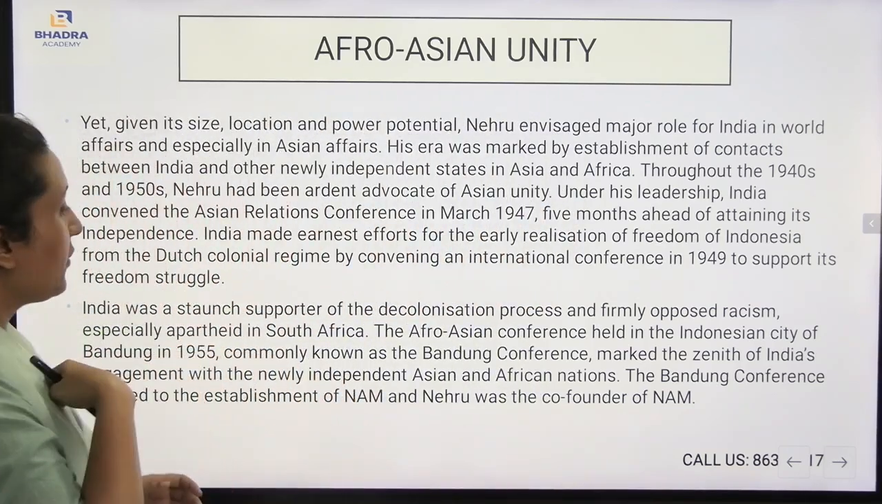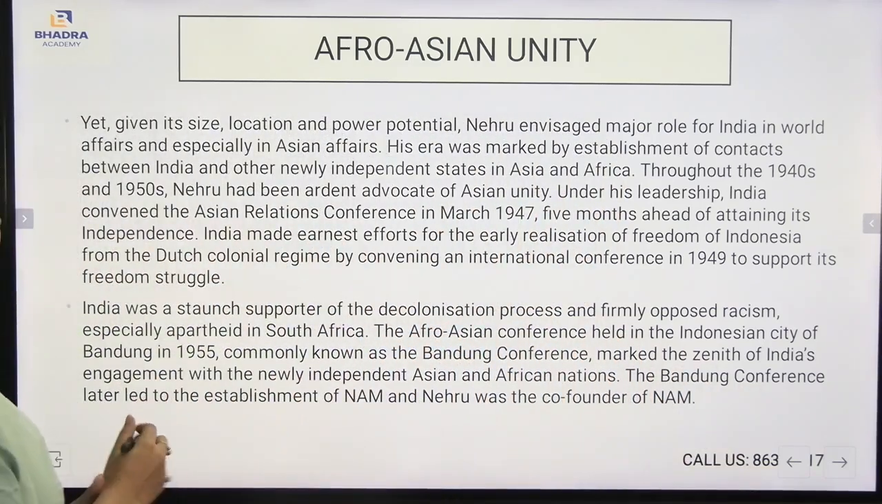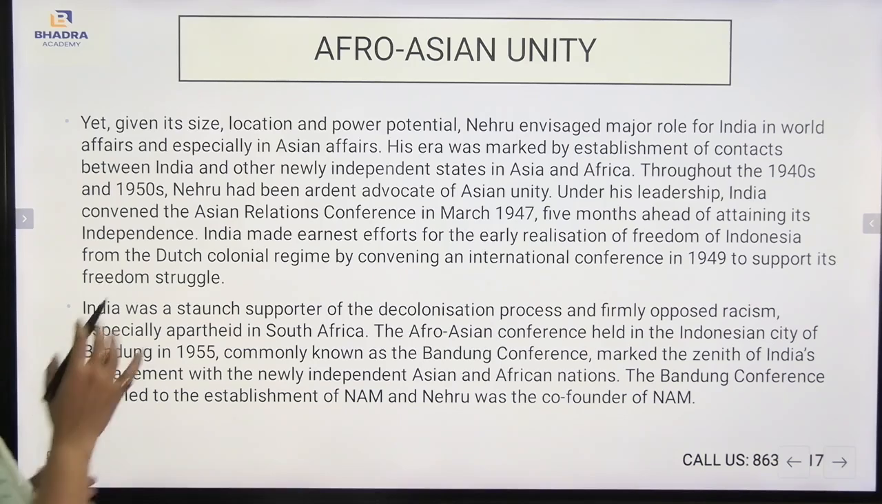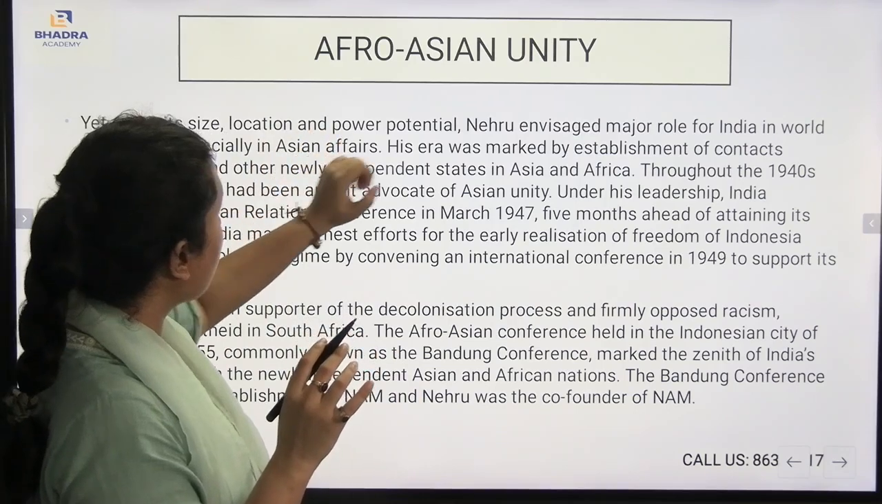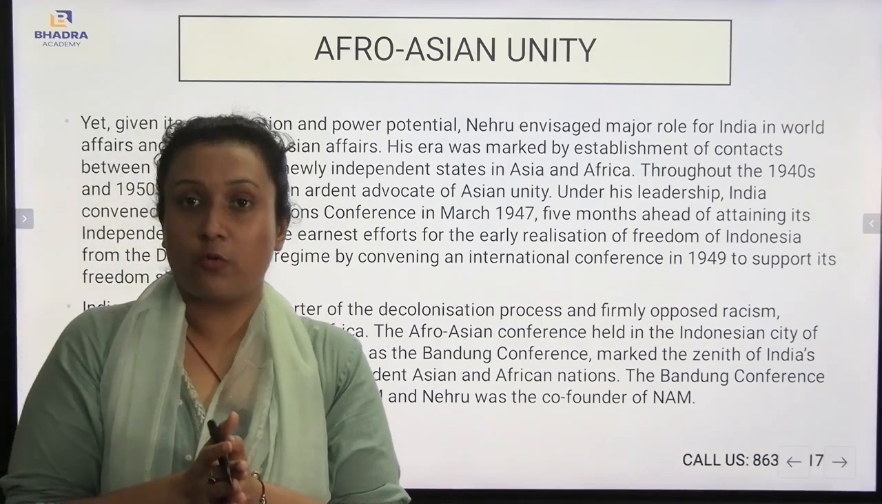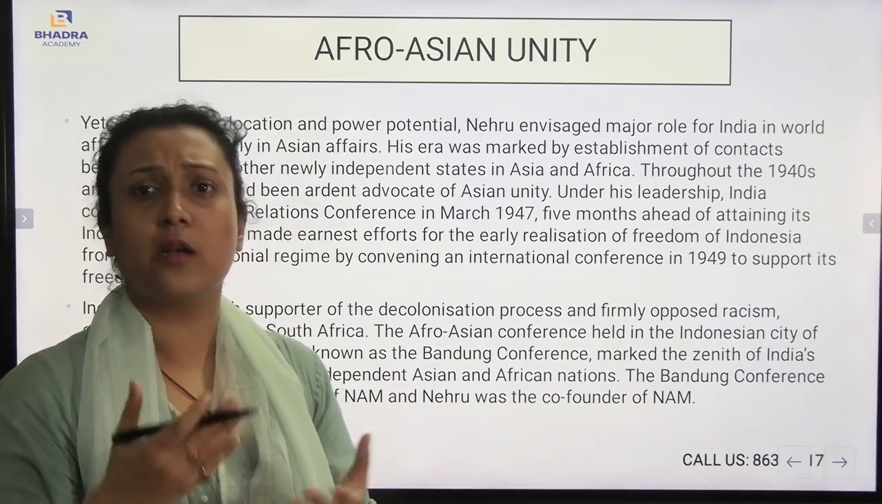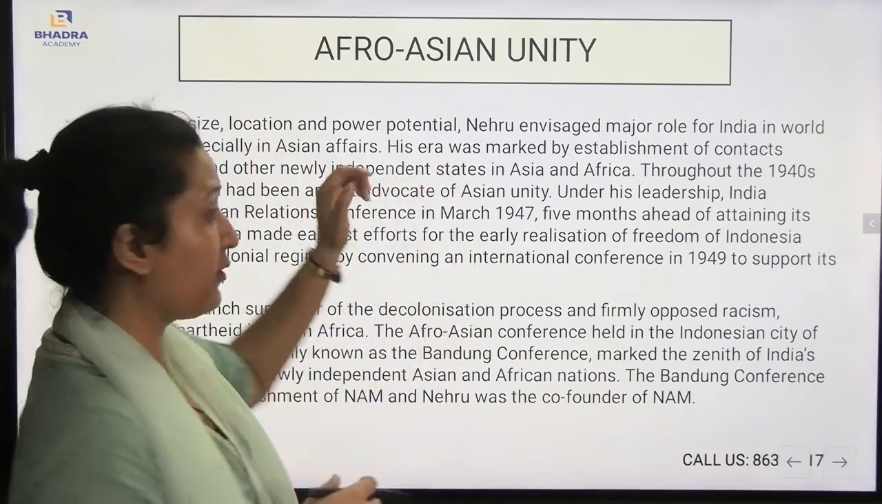Here, Afro-Asian unity. Now here we will be understanding about the Afro-Asian unity. Given its size, location and power potential, Nehru envisaged a major role for India in world affairs and especially in Asian affairs. His era was marked by the establishment of contacts between India and other newly independent states in Asia and Africa. Now here, if I talk about Jawaharlal Nehru as foreign minister, he participated in a lot of international affairs, in world affairs and also in Asian affairs.